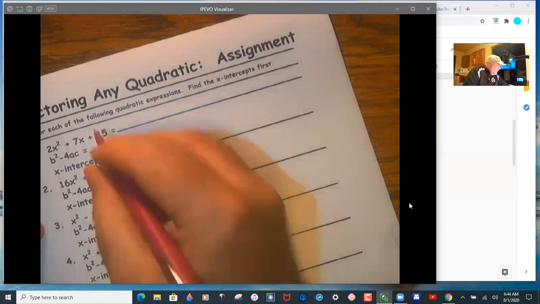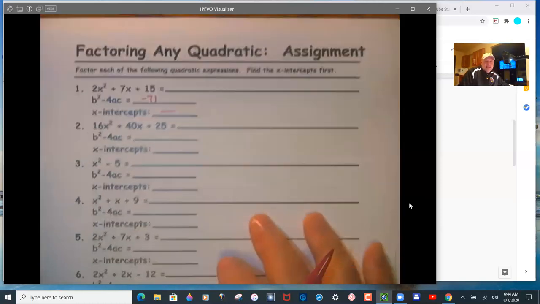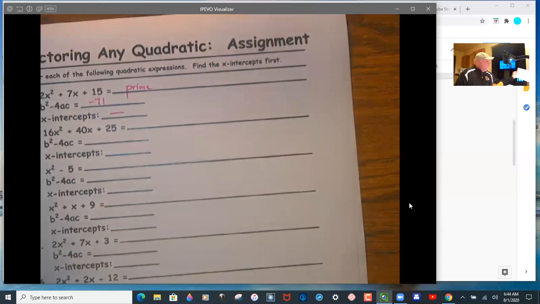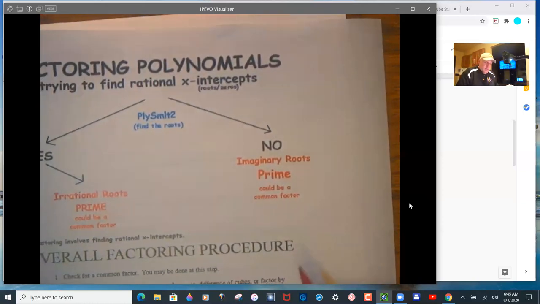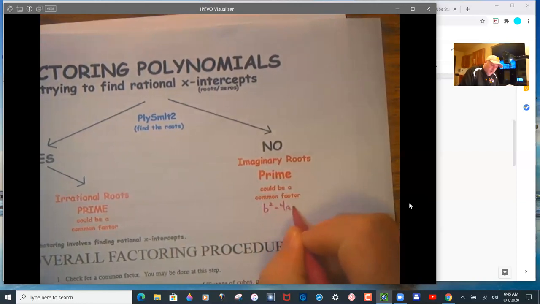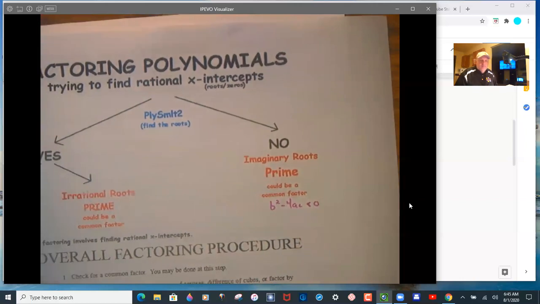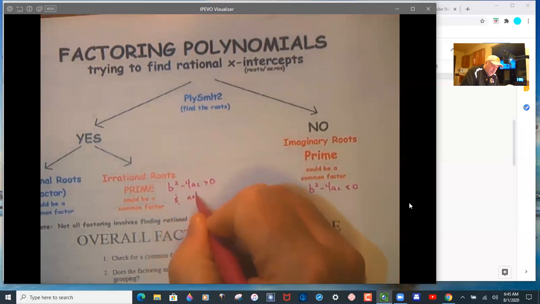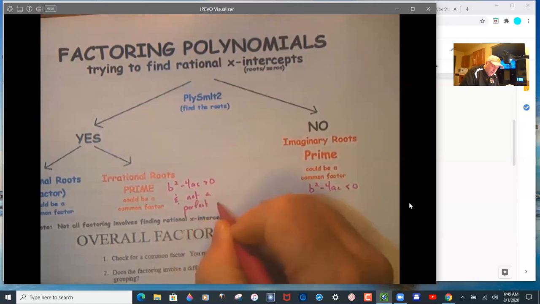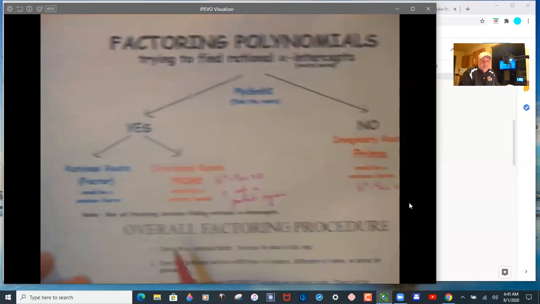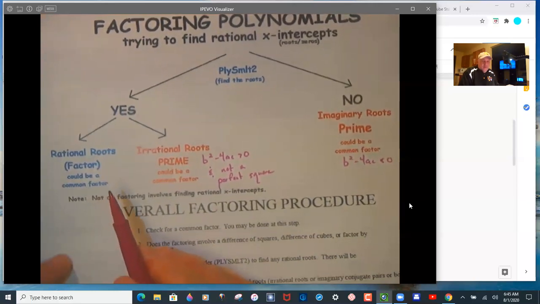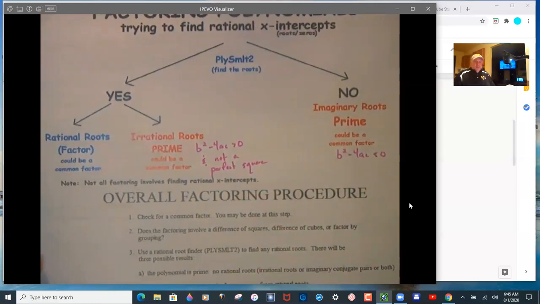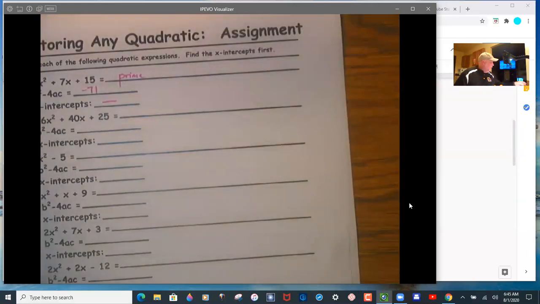This one ends up being no real roots, with b squared minus 4ac equal to -71. So when that's negative, it tells you there are no real roots, it's prime, and we're over here. This is the b squared minus 4ac less than 0 part. This is the b squared minus 4ac greater than 0 and not a perfect square. And then that's the b squared minus 4ac greater than or equal to 0 and a perfect square. I'm just going to leave that there, so we'll know what to see when we get it.